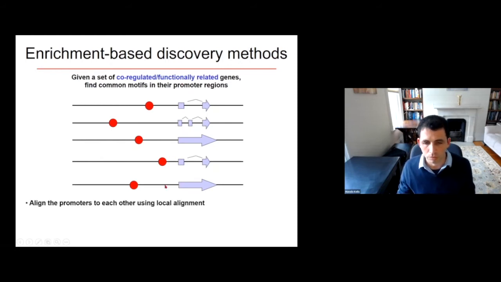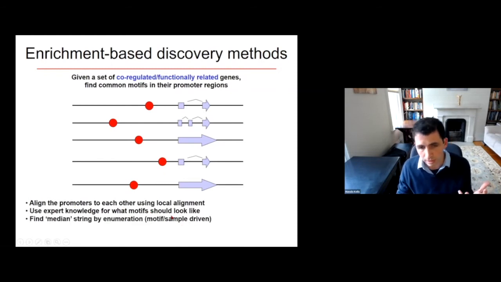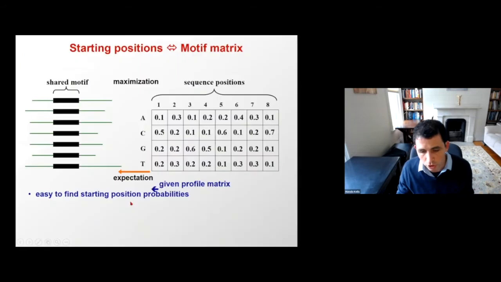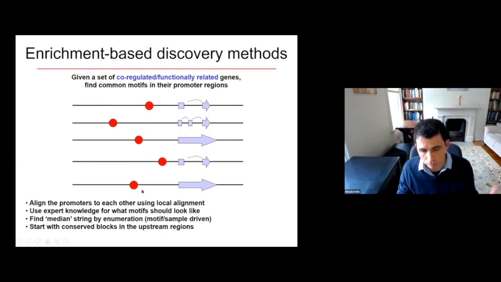And then you can say, well, how do I find common regulatory motifs between them? I could align all the promoters to each other. I could use some expert models for what motifs should look like and then look for those. We could find the median string between them by enumeration. We could start with conserved blocks in the upstream region across evolutionary conservation by looking at comparative genomics, because regulatory motifs are usually more conserved.